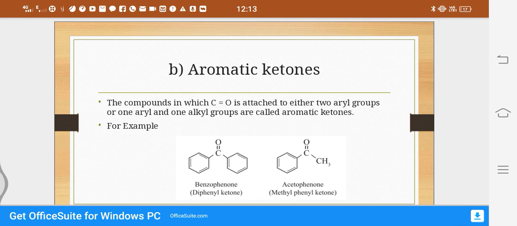In benzophenone, carbon double bond oxygen is attached to two aromatic rings. These rings are similar. Two similar aryl groups are attached to carbon double bond oxygen in benzophenone or diphenyl ketone. And in the second, acetophenone, carbon double bond oxygen has one side attached to an aromatic ring and the other side attached to a methyl group, CH3.